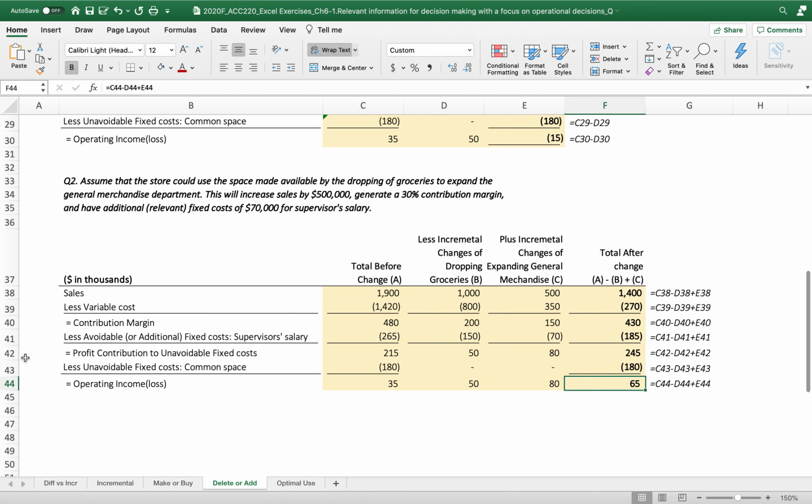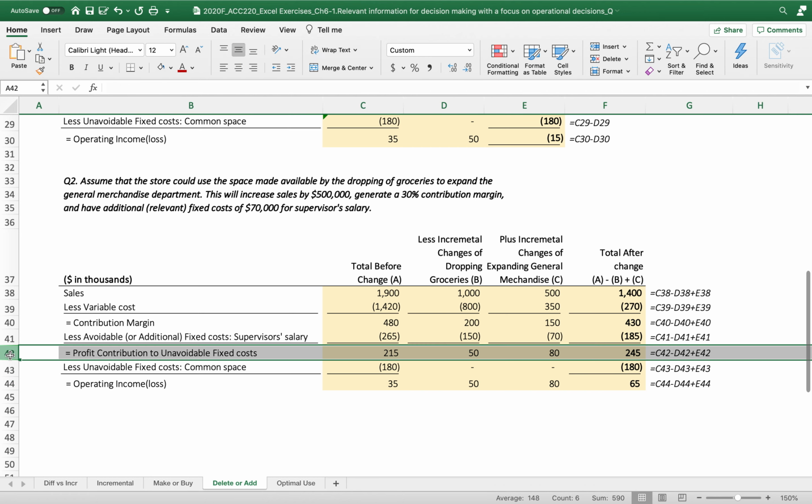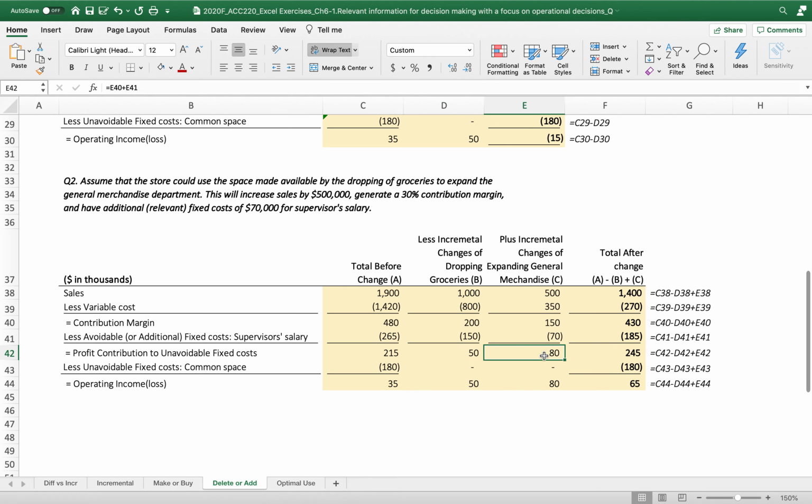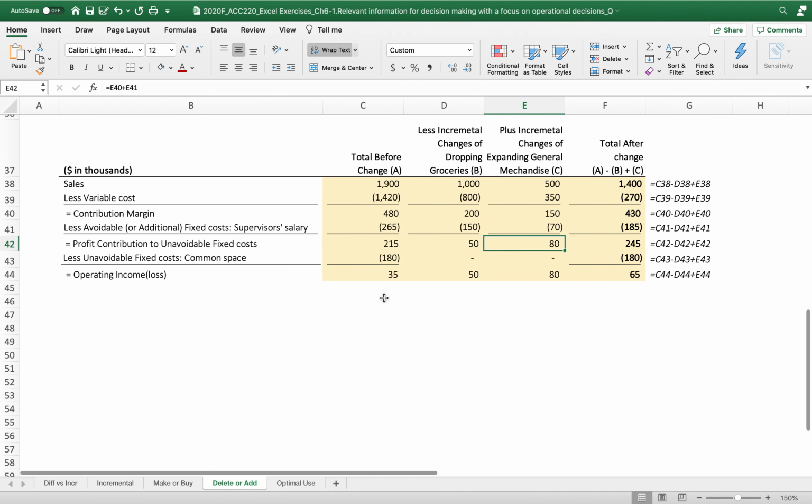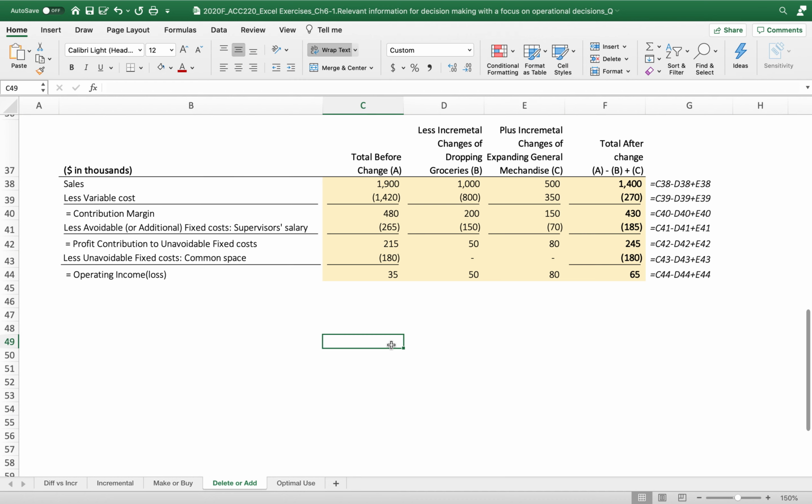Again, please remember that the profit contribution to unavoidable fixed cost, before this unavoidable fixed cost, is a good indicator if we decide to drop or add, in the deletion or addition operational decision process. Okay, see you in the next video clip.